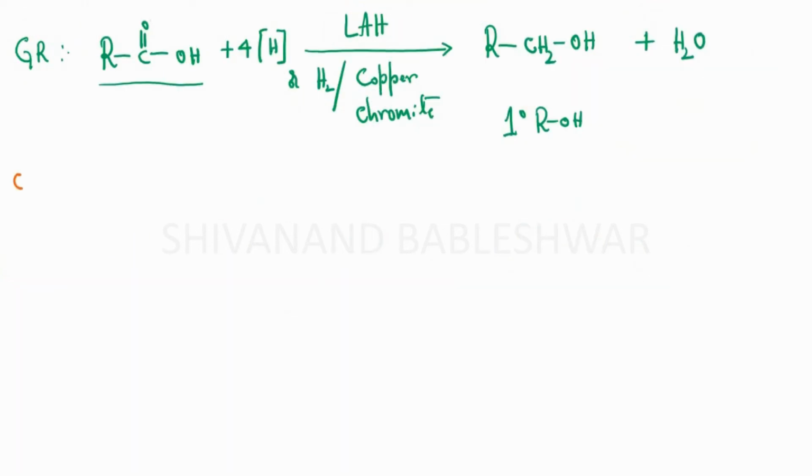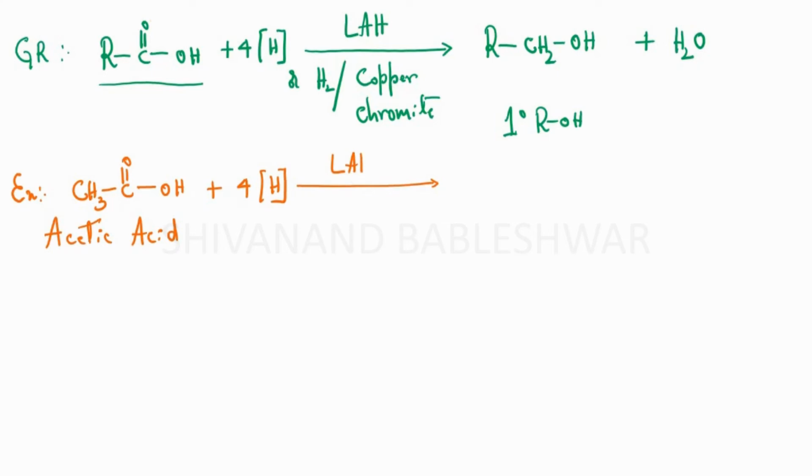So let us take one example by taking acetic acid. Acetic acid when treated with lithium aluminum hydride or copper chromate in the presence of hydrogen, our product will be CH3 CH2 OH, along with the formation of water, and our product name is ethanol.